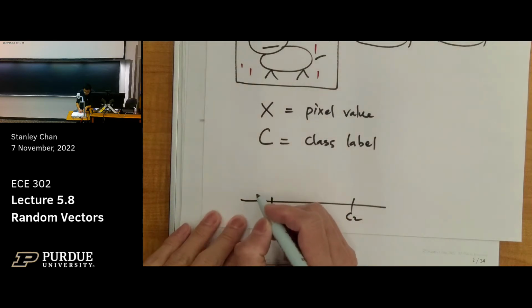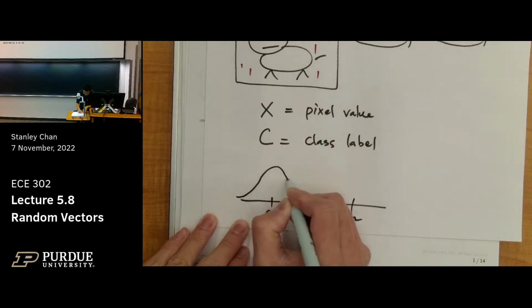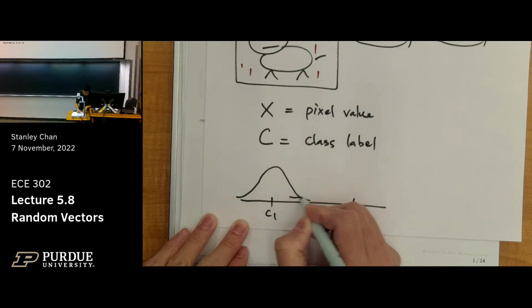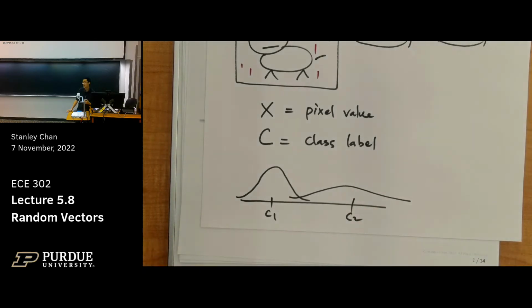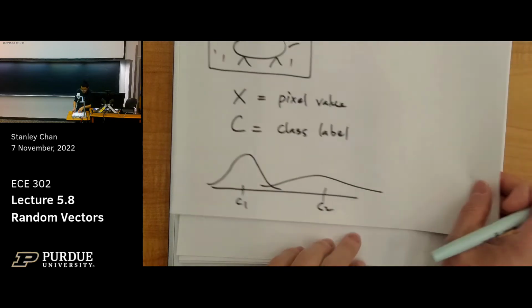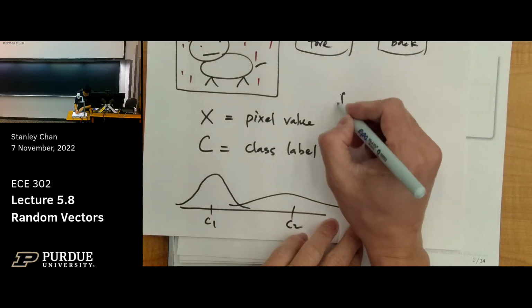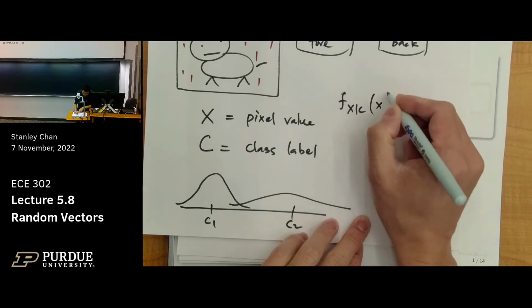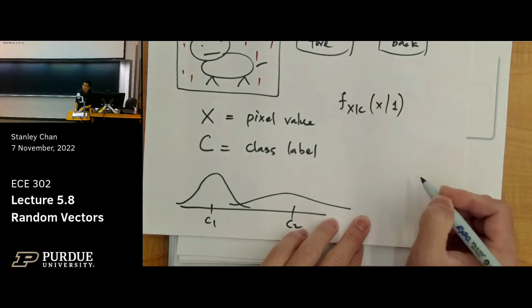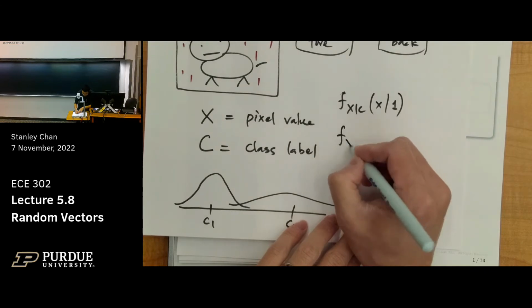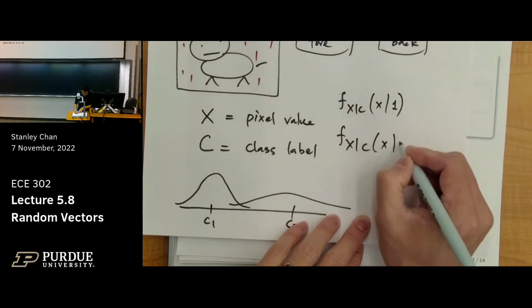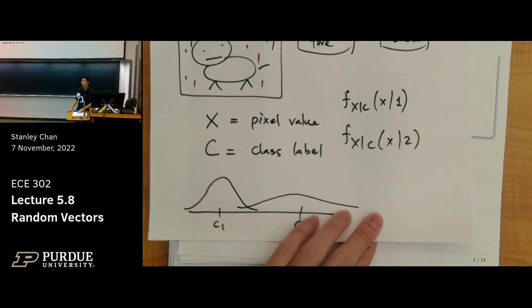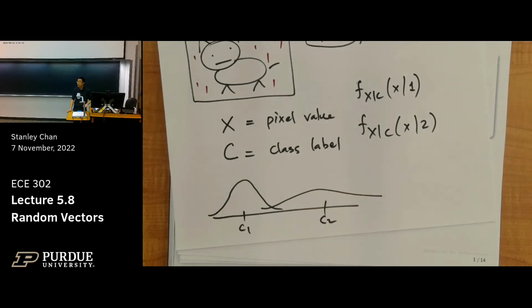So how would you draw the distribution? Well, you have one Gaussian. You have another Gaussian. 2 Gaussians. Okay? Gaussian 1 and Gaussian 2. And they will have these distributions. f of x given C, well, you have some pixel value and then class label 1. You have f of x given C, pixel value given class 2. Right? So your class 1 and class 2, they are two different Gaussians.